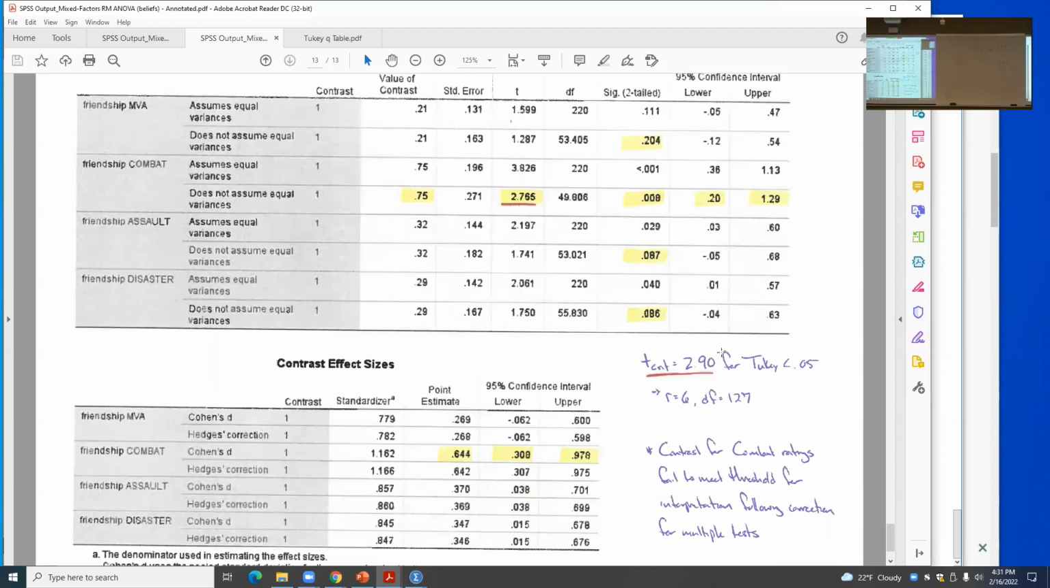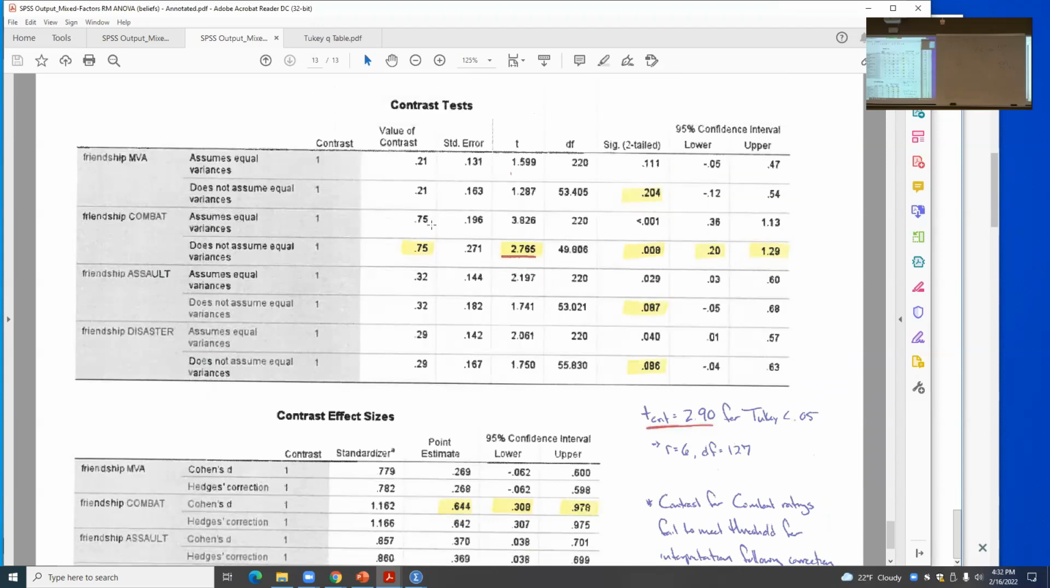But what I can do now is go down through and take a look at my contrasts here, okay? So this is my contrast effects. I got the value of my contrast, my test statistic, my p-values, and then confidence bounds around the value of my contrast here. Of these, which one's the only one that's kind of popping up? Yeah, the big one, right? The one that looked the biggest in there. So for my combat survivors, and again, we're not assuming equal variance because we saw evidence for violation.